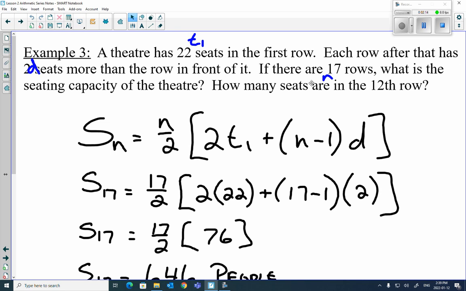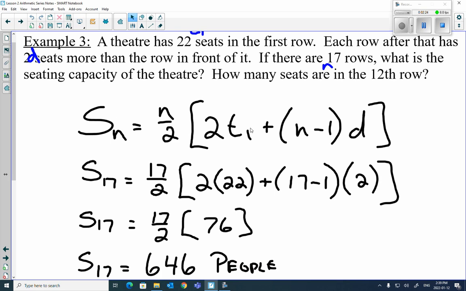Now, if there are 17 rows in this theater, we can find out what the seating capacity of this theater is, which is useful information because then you know how many tickets you can sell. So we just use the formula again. S of 17 we're looking for this time. n is 17, T1 is 22, d is 2. We plug it all in, and we find out 646 people can fit in this theater.